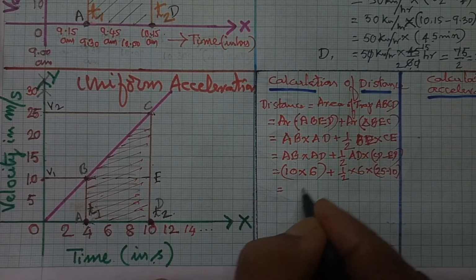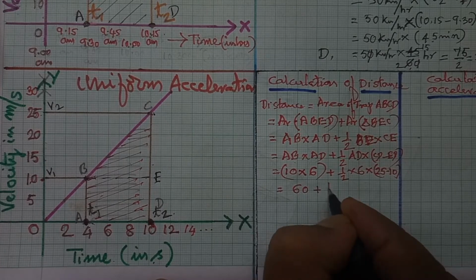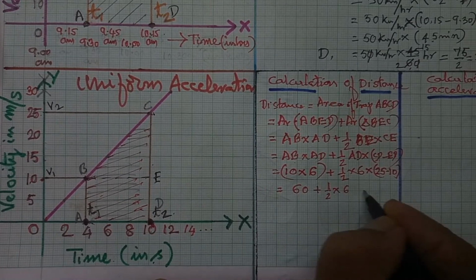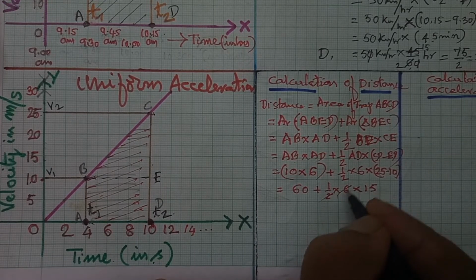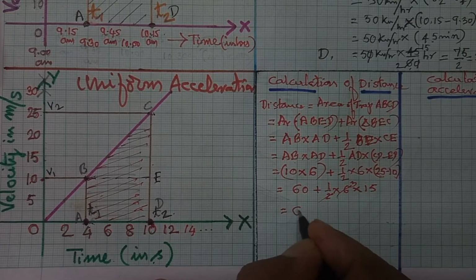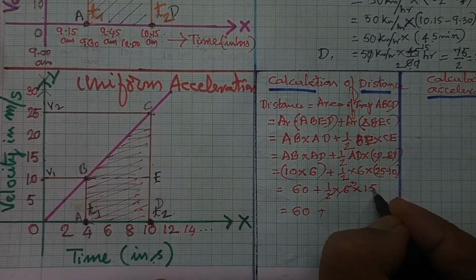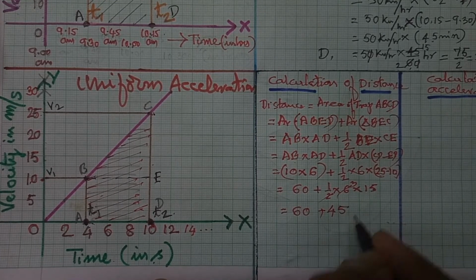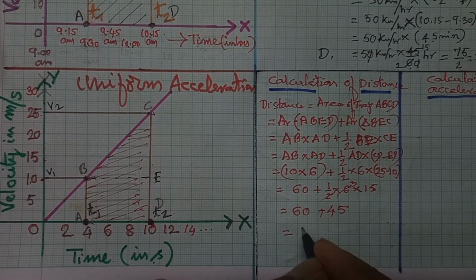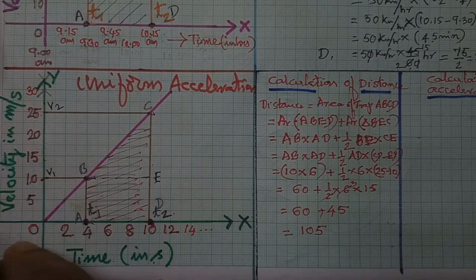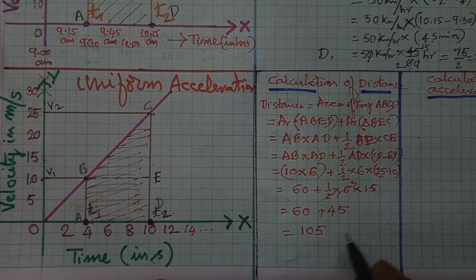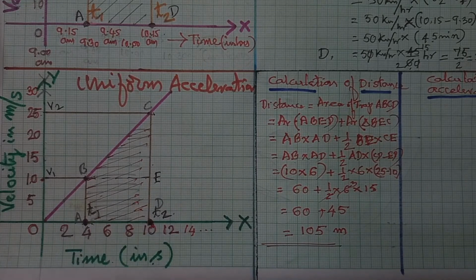That is equal to 10 6s are 60, plus half into 6 into the bracket, which is to be opened first: 25 minus 10 is 15. Half of 6 is 3, and 15 3s are 45. That is going to be 60 plus 45, which is 105. We are calculating the distance, and we are taking velocity in meter per second and time in second. Therefore, we will get the distance in meter. This is the answer. This is how to calculate the distance.